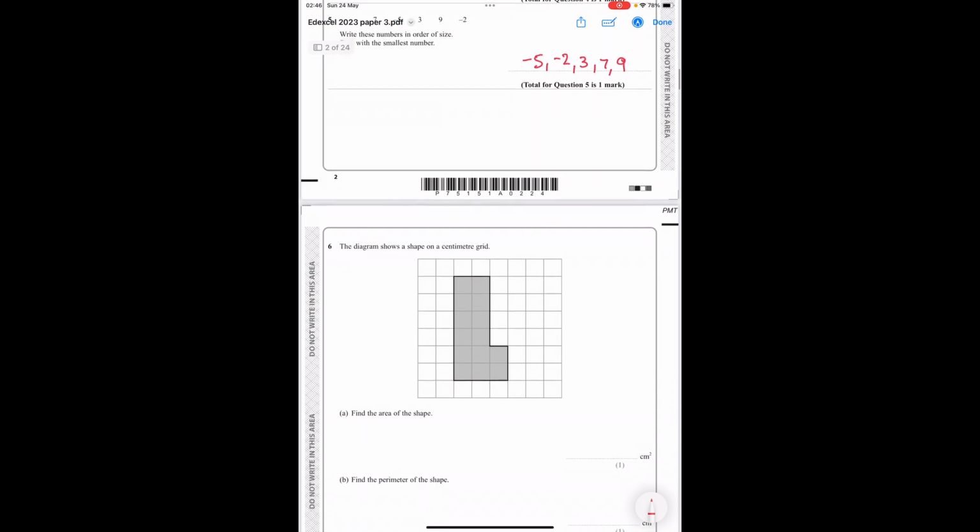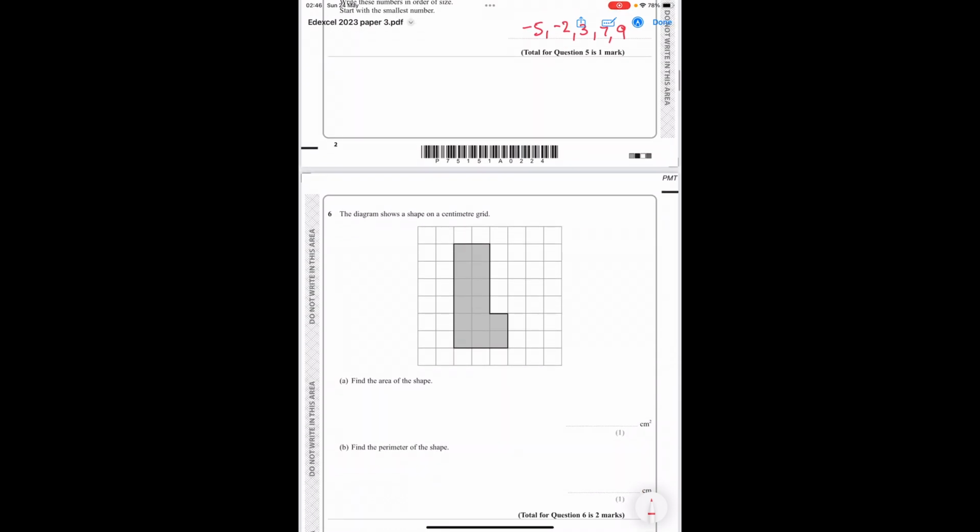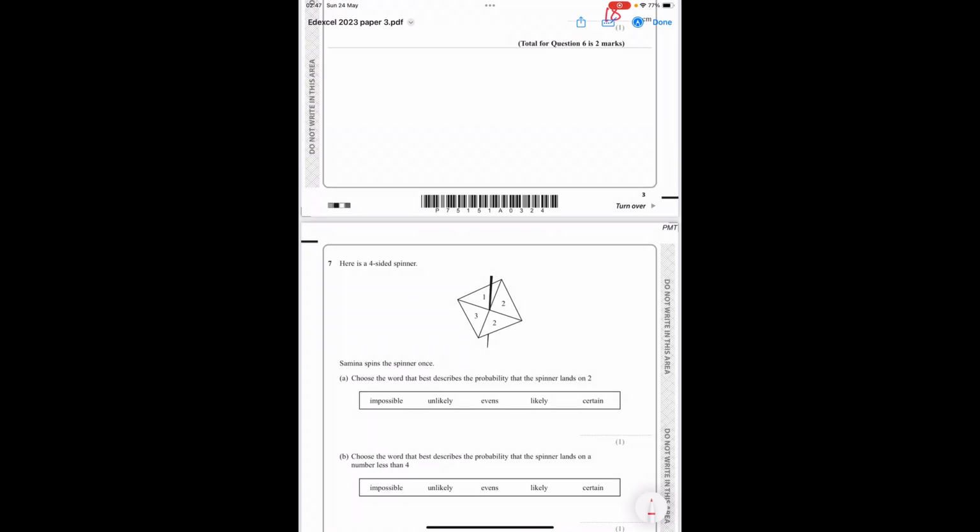The diagram shows a shape on the centimetre grid. Find the area. So 1, 2, 3, 4, 5, 6, 7, 8, 9, 10, 11, 12, 13, 14. Find the perimeter. Counting the edges: 1 up to 18. Here's a 4-sided spinner.